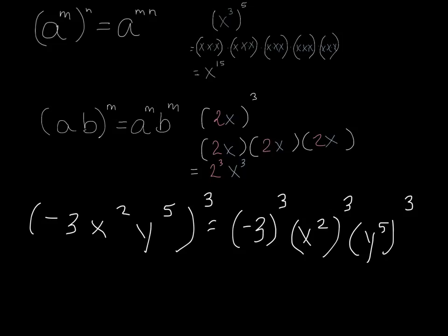And so now what I can do, now that I've taken this power here to each of the new bases, I can use this rule to simplify. In other words, I can take the exponent in the middle and multiply it by the exponent on the outside of the parentheses. So then what that means I've got is 3 to the third power, -3 to the third power becomes -27. 2 times 3 becomes x to the 6th, and 5 times 3 becomes y to the 15th.